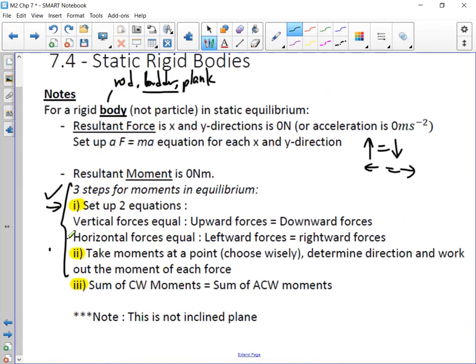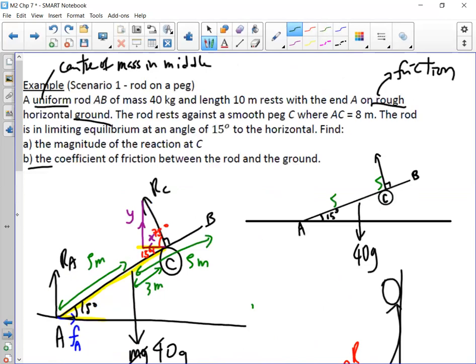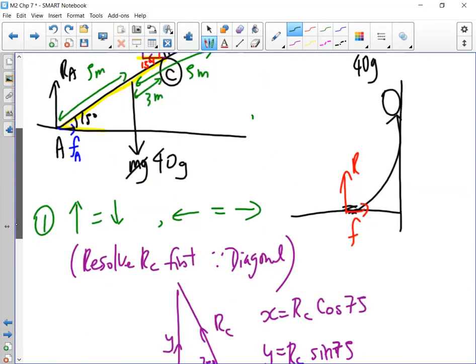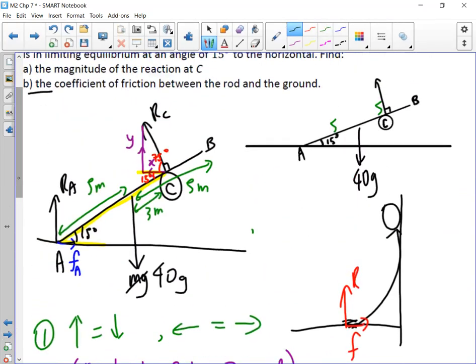We've done step 1. Step 2, take moments at a point. Which point will you take moments at? I'll give you time to think about which point you will take moments at: A, B, or C.